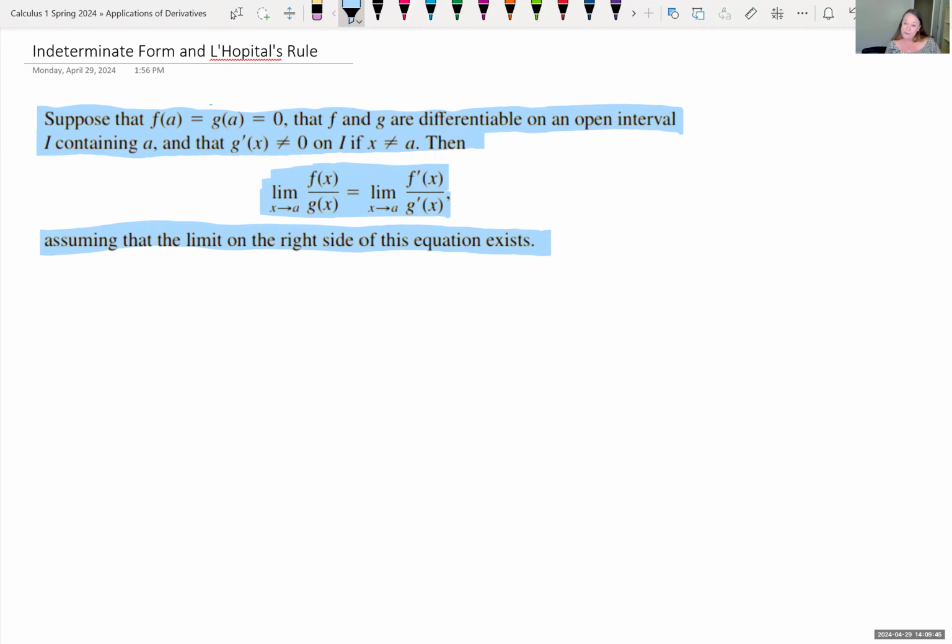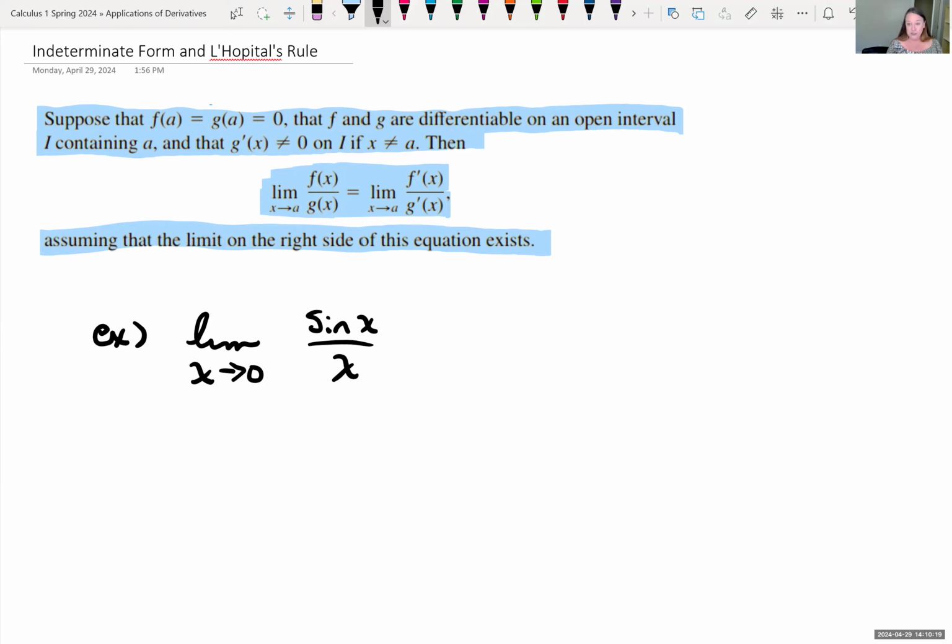So I want to go back to one of those special limits that we dealt with at the beginning of the semester. Recall when we looked at the limit as x approached 0 of sine of x all over x. We saw that that was equal to 1, and we proved that using the sandwich theorem. I want to show that we still get 1, but using L'Hopital's rule, which is a lot easier than going through and using the sandwich theorem.